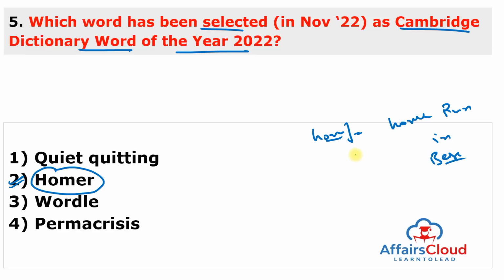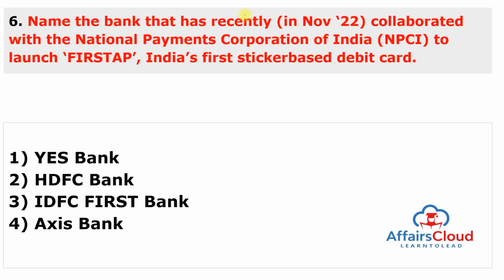The word Homer was searched for nearly 75,000 times during the first week of May 2022, when it was an answer in the word game known as Wordle. Moving to next question. Name the bank that has recently collaborated with the National Payments Corporation of India to launch FIRST App, India's first sticker-based debit card. This is interesting question, and this bank is IDFC First Bank.